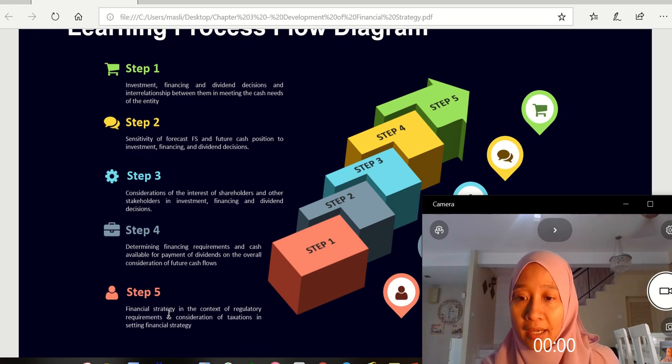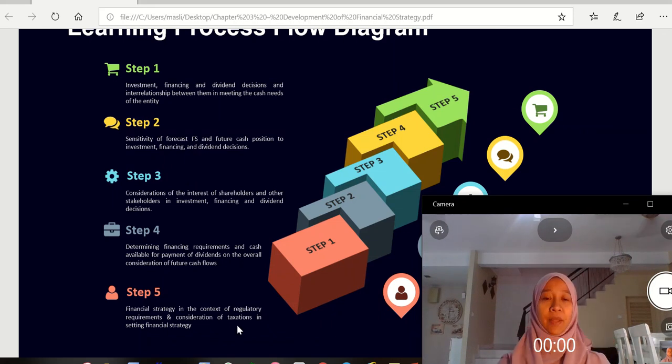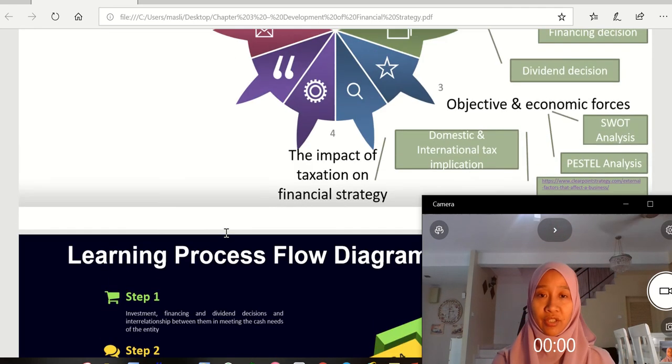Step 5, financial strategy in the context of regulatory requirements and considerations of taxation in setting financial strategy. Maybe at the very beginning you don't see the whole picture first, but when we learn about the financing options, that's where we will talk about the Miller and Modigliani theories and something like that. We learn about the tax shield. All of that we will blend into the context of financial strategy.